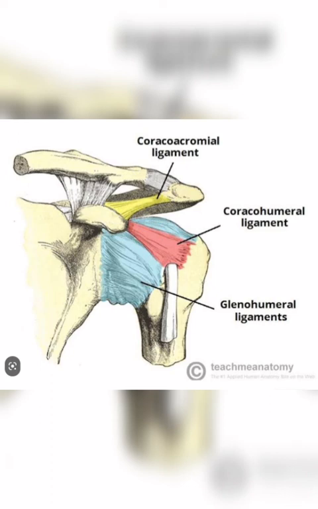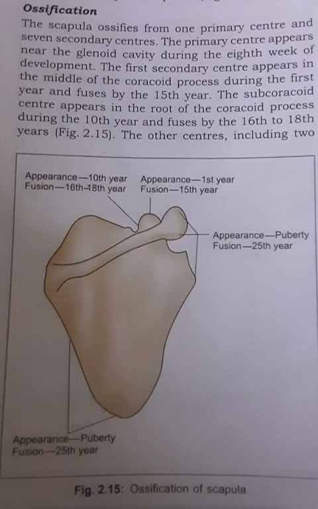Now moving on to the ossification of the scapula. You can see the picture of ossification. Mainly the scapula has one primary center and seven or more secondary centers. You can see the appearances of the centers, secondary centers on the scapula. Pause and read it thoroughly.